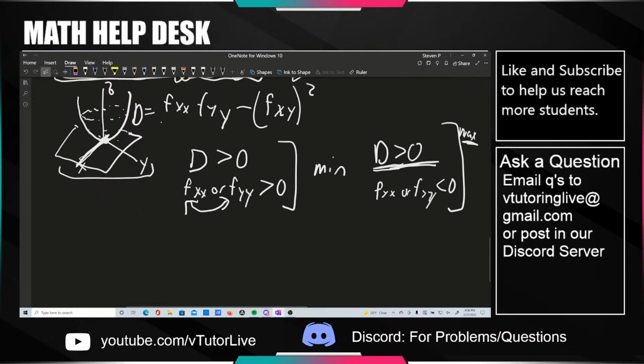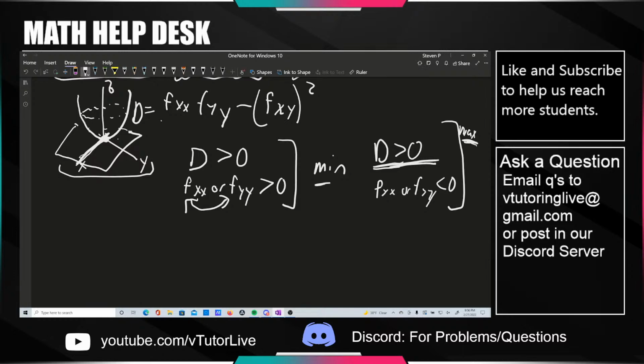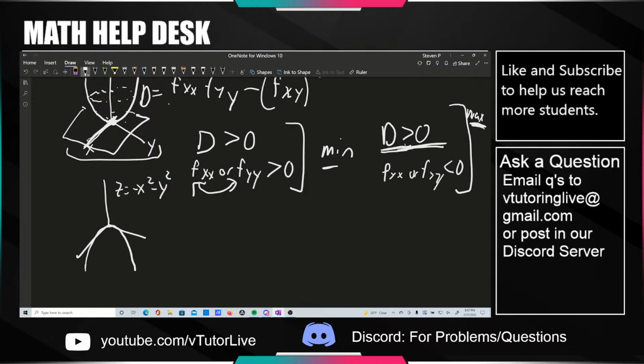All right, so that's the minimum condition and the maximum condition. Let me just draw out the max. If you had a very similar paraboloid that was just pointing downwards, maybe the equation looks like z is equal to minus x squared minus y squared, you would expect a lot of similarity. D would be greater than 0 in this case. Go verify that for yourself. The tangent line would still be here, and this point would be a maximum.